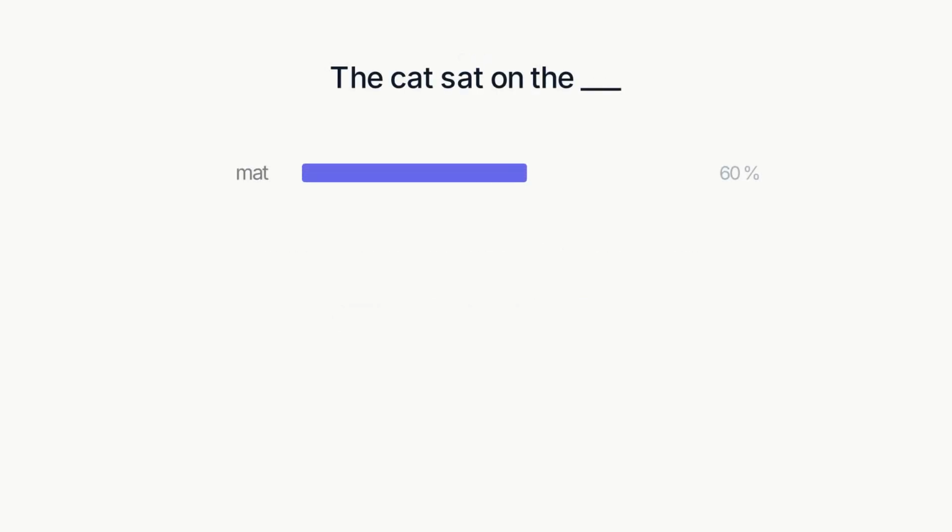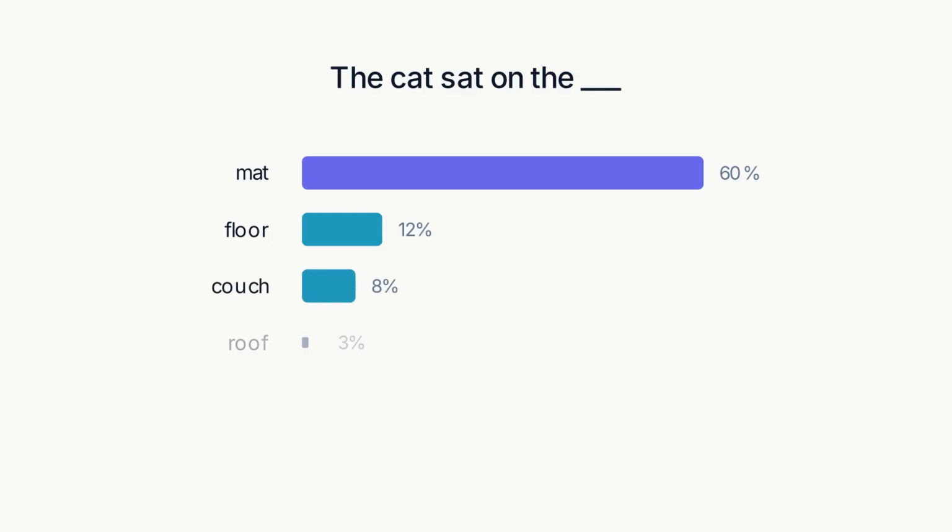It does this by producing a score for every single token in its vocabulary, all 50,000 or more, and turning those scores into probabilities. Take the sentence, "The cat sat on the." The model might output mat 60%, floor 12%, couch 8%, roof 3%. And a long tail of unlikely options after that. It's not certain, it's a ranked list of guesses.